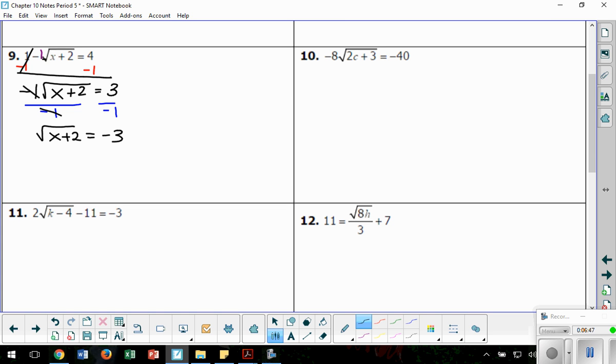Now, huge problem. Can a square root equal a negative number? No. A square root cannot equal a negative number. So right off the bat, there's no solution.